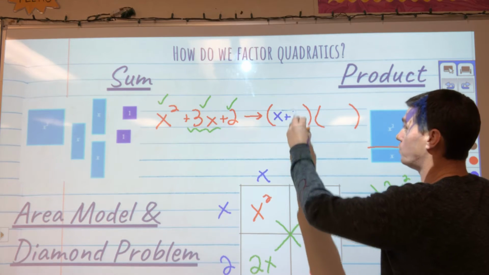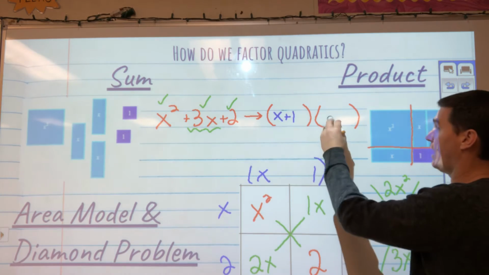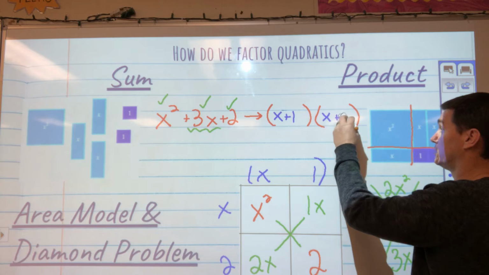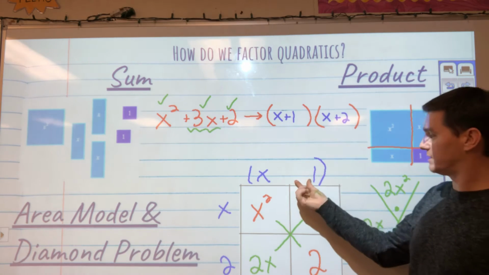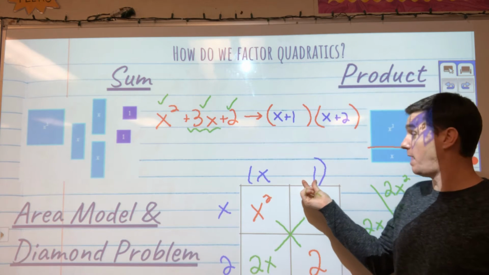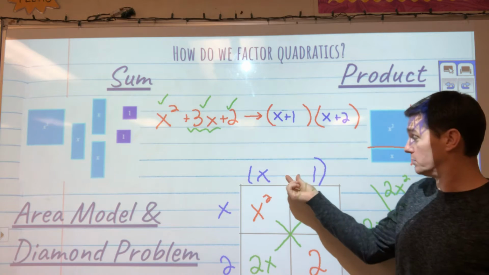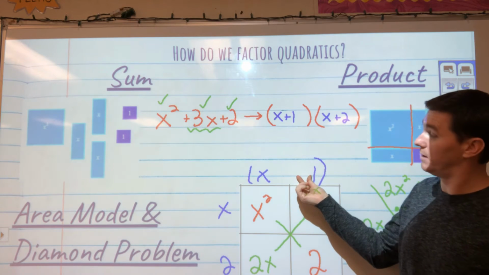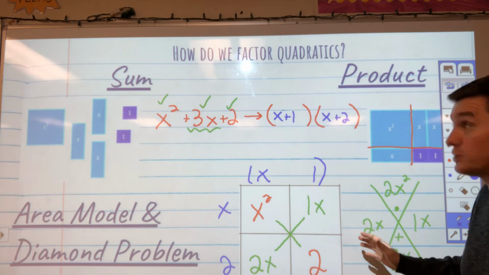And here we go. x plus 1, that's my length. And x plus 2, that's my width. Now, I don't have a sign in front of the 1, but we know this is a positive 1 by default. We'd know it was minus 1 if there was a negative in front. All right, so this in a nutshell is how we factor.